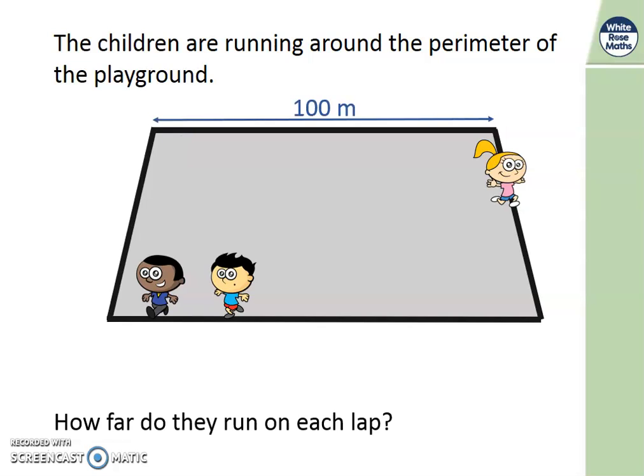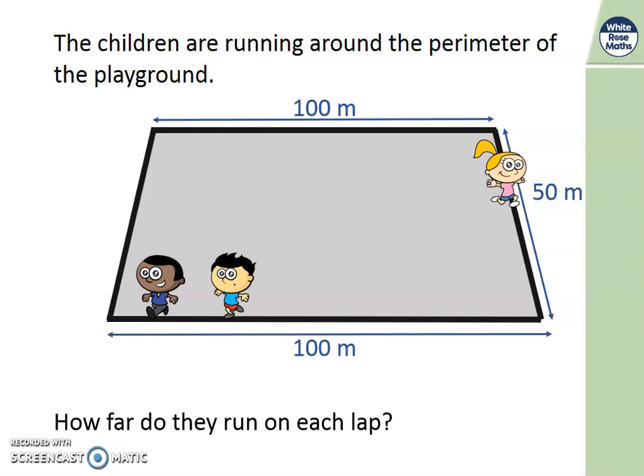This side is 100 metres. This side is 50 metres. This side is also 100 metres. And this side is 50 metres. I wonder if you can work out what the perimeter of the playground is. Pause the video and write down the numbers you need to add together and see if you can find the answer before me.